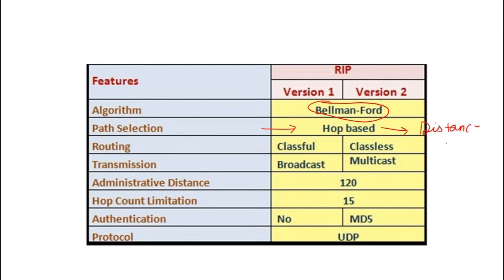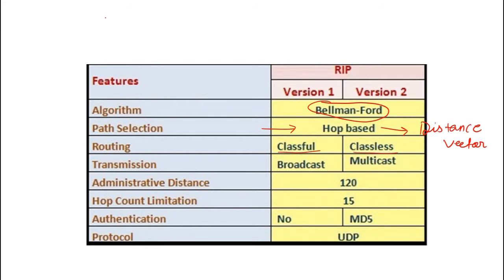So that's why RIP is a distance vector protocol, because it counts the hop as a metric, and based on the hop counts, it takes the decision on which path it should send the traffic. Next thing is RIP versions. Version 1 is classful, and version 2 is classless.